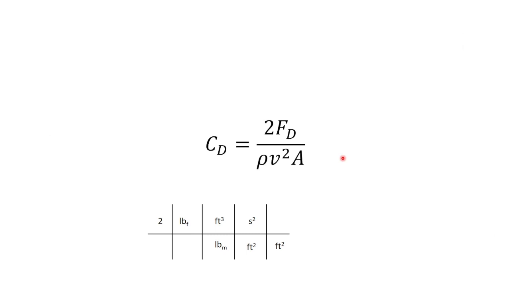So if I build a unit train, I can see my 2 is unitless, that's a constant. My drag force would be in pounds force. My density I looked at before, and it wants it in pounds mass per cubic foot, so that's pounds mass per cubic foot right here for the density. Now velocity, it wants it in feet per second, so that's squared, so feet squared per second squared. And then my area, it wanted lengths in feet, so that would be square feet for my area. So C sub D is a unitless number.